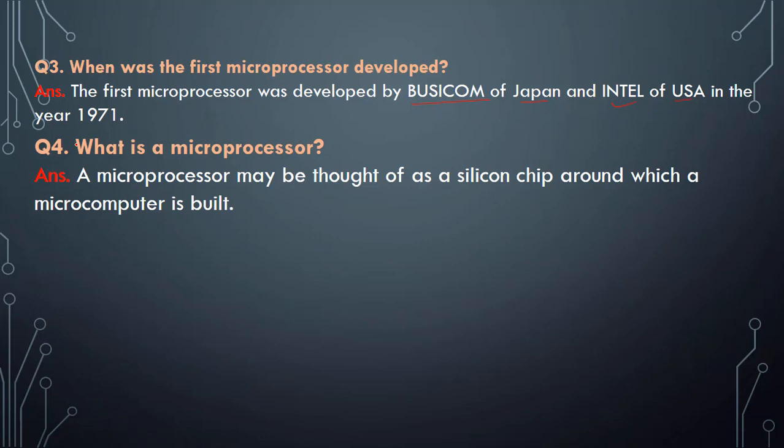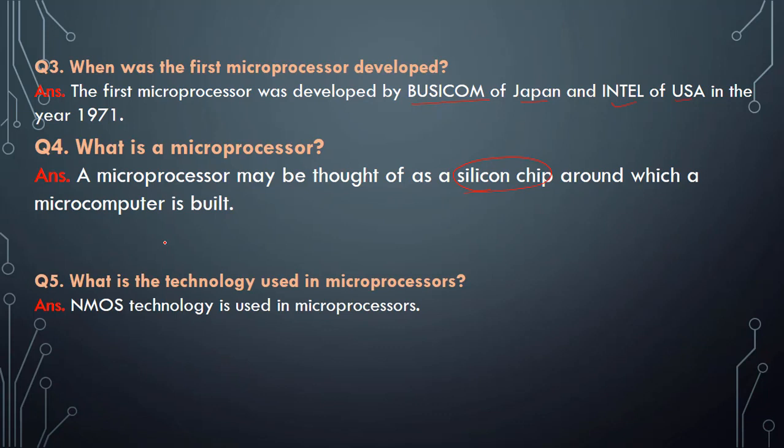The next one, what is a microprocessor? A microprocessor may be thought of as a silicon chip around which a microcomputer is built. So a microprocessor is nothing but a silicon chip.